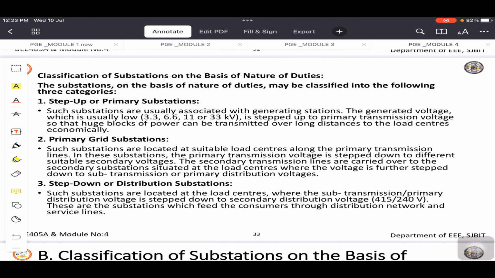And the third one is step down or distribution substations. Generally these substations are located near the load centers locally. Here the primary distribution voltage is stepped down to secondary distribution voltage, that is the voltage which is generally used at industries and residential purposes, that is 415 to 240 volts, and these are the substations which generally directly feed the customers through their distribution network and service lines. So on the basis of nature of duties, we have step up, primary grid, and step down or distribution substations.